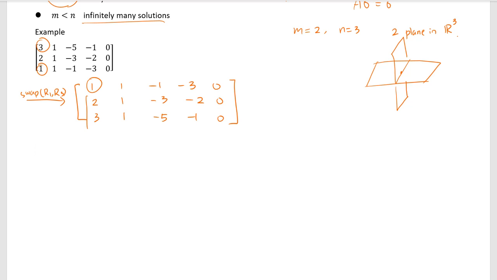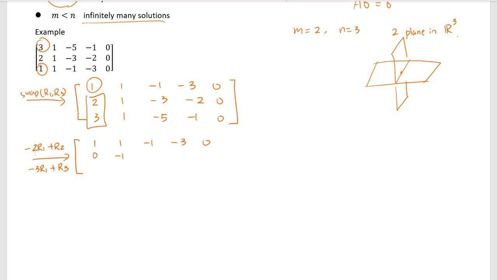So now we have this one. We can use it to clear the entries below it. So we get negative 2 row 1 added to row 2, and negative 3 row 1 added to row 3. And then what happened? So we have 1, 1, minus 3, 0. 2, minus 2, 0. 1, minus 2, minus 1.